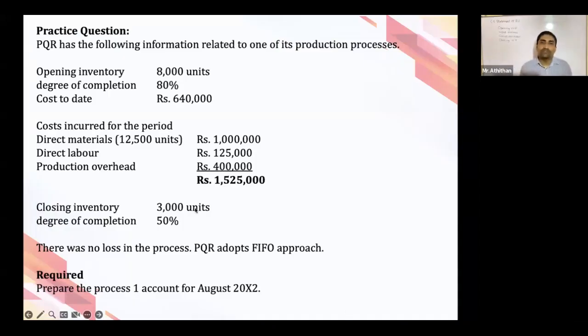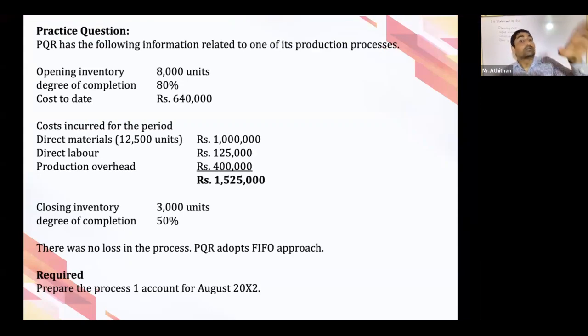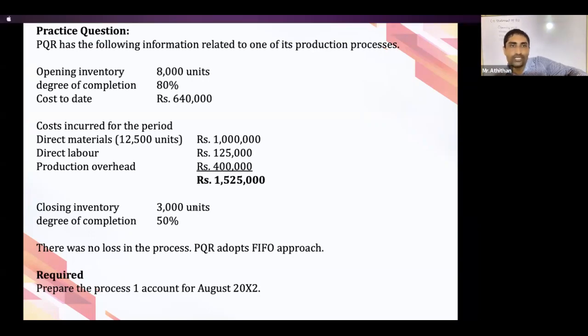Opening inventory 8,000 units, degree of completion 80%, cost to date is 640,000. When we are computing the equivalent unit statement, we don't consider cost. Equivalent units, only units we are considering. We don't take the cost. So we have to take the units only.